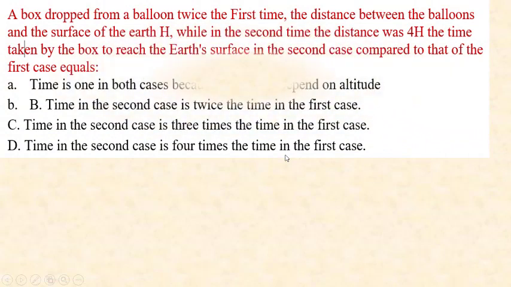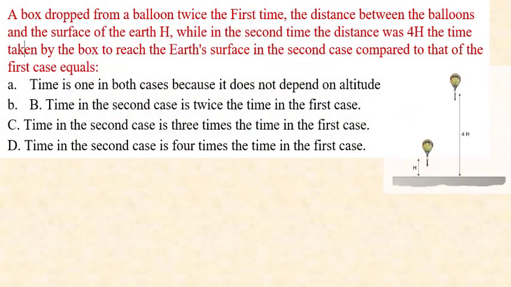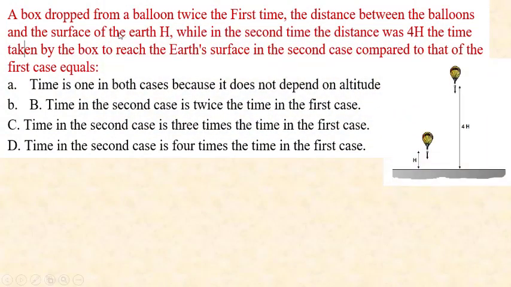The last question. A puck is dropped from a balloon twice. The first time, the distance between the balloon and the surface of the earth is h. This is the first case. While in the second time, the distance was 4h. Then compare the time taken by the puck to reach the earth's surface in the second case to the first case.